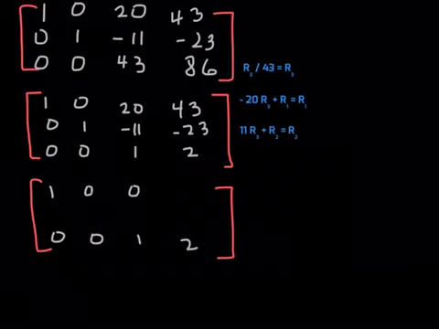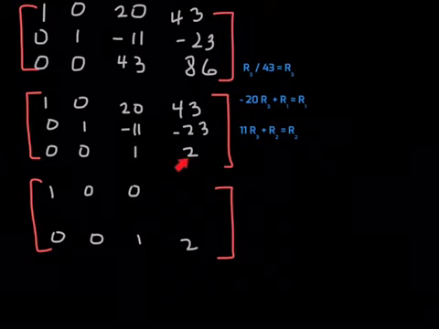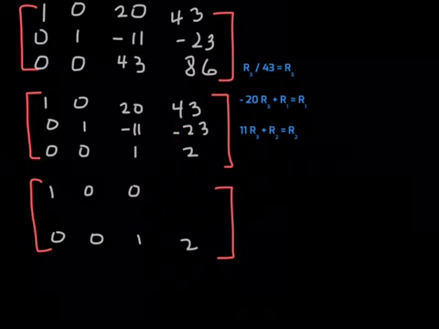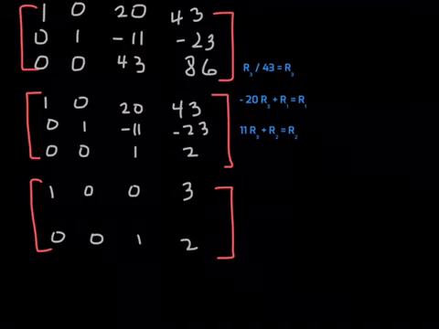Now, 2 times negative 20 is negative 40. Negative 40 plus 43 is 3. Look at that. We just found our x value, guys. X is 3, right? 1x is equal to 3. All right. Now let's take row 3 and multiply by 11.